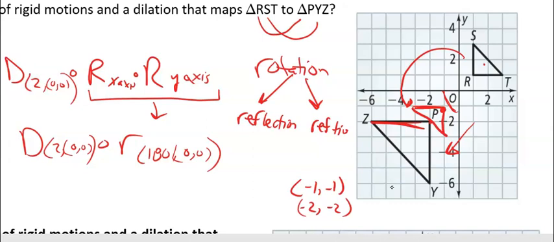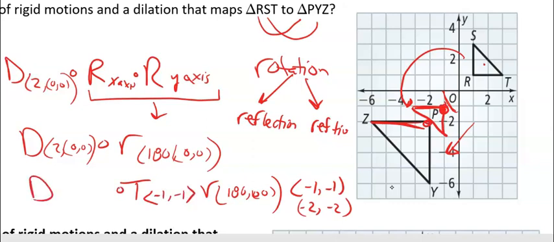You also could have done this. You could have done a rotation of 180 degrees around 0, 0, then a translation. I could translate this point onto this point by going left 1, down 1. And after I did that, I could dilate by a scale factor of 2. But now, since the figure is sitting right here, where would I dilate from? Would I dilate from 0, 0 anymore? No, I would dilate from, it looks like, -2, -2.